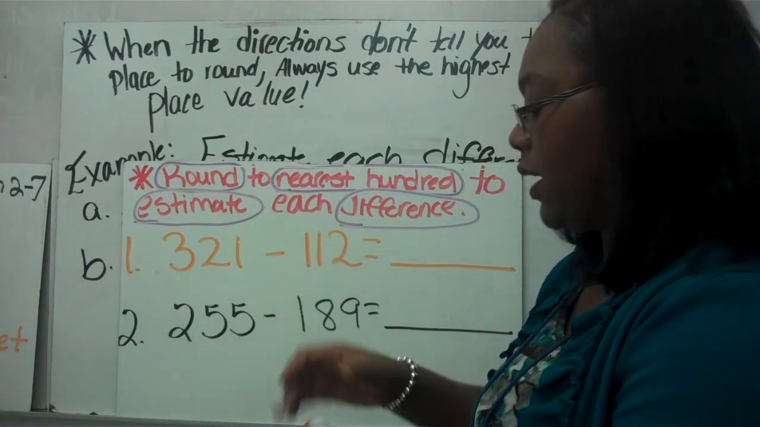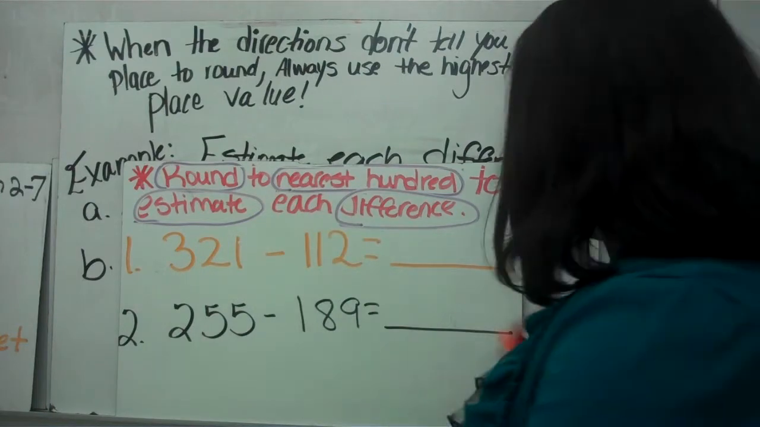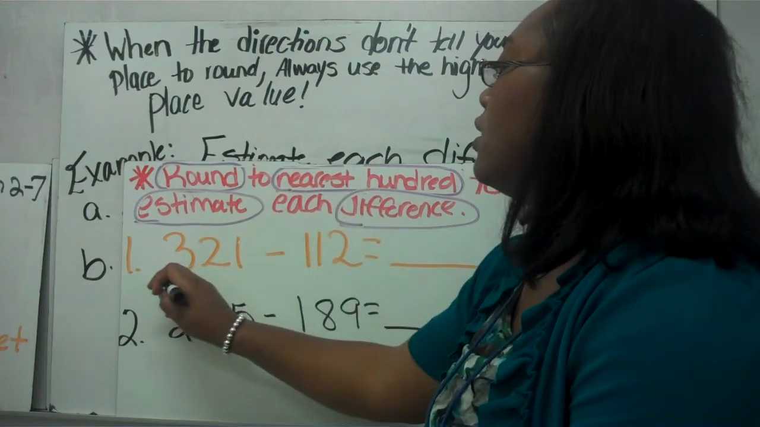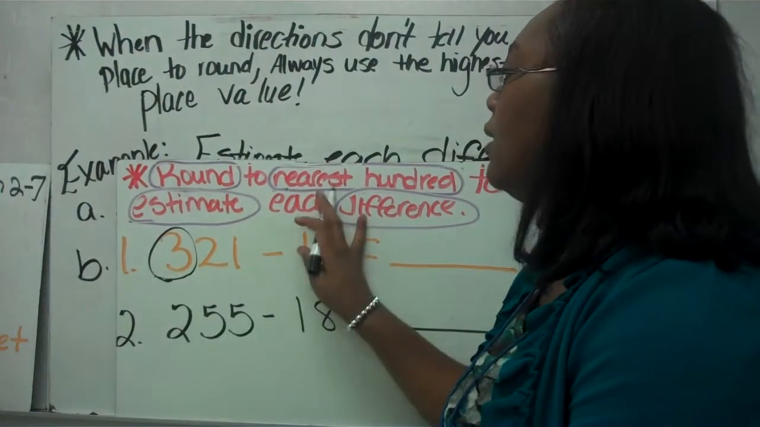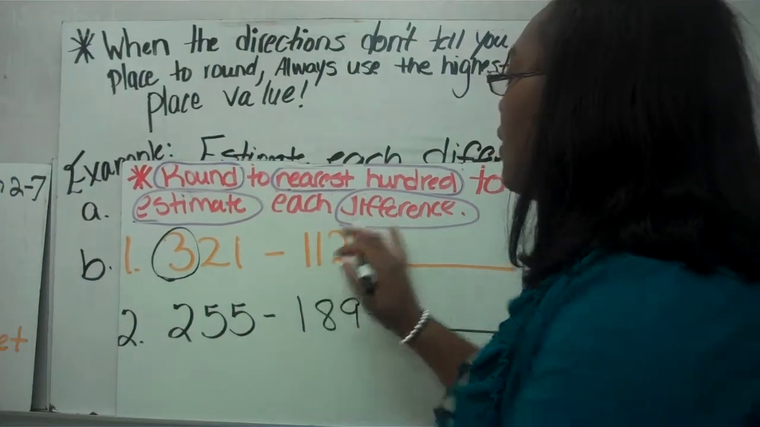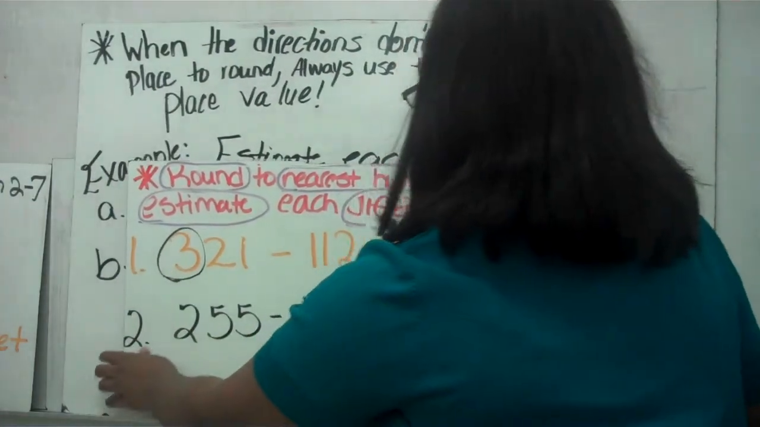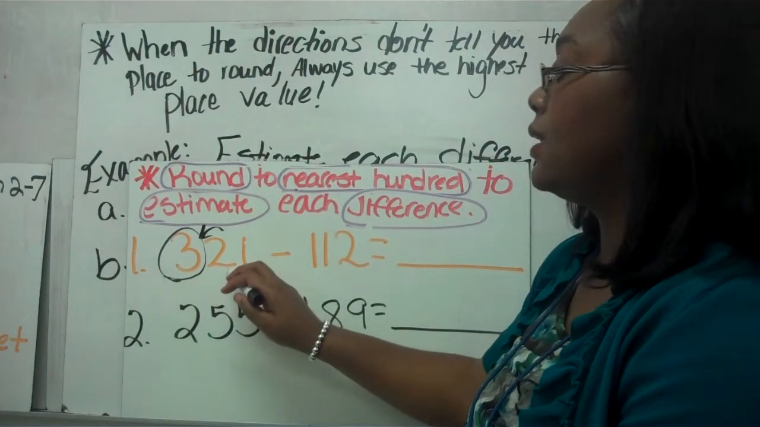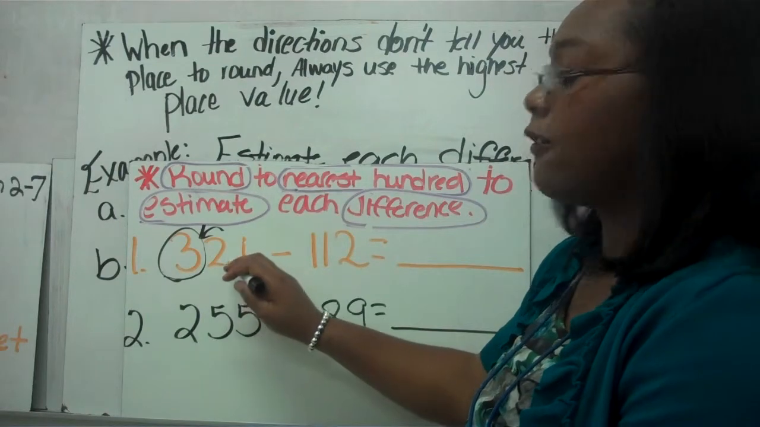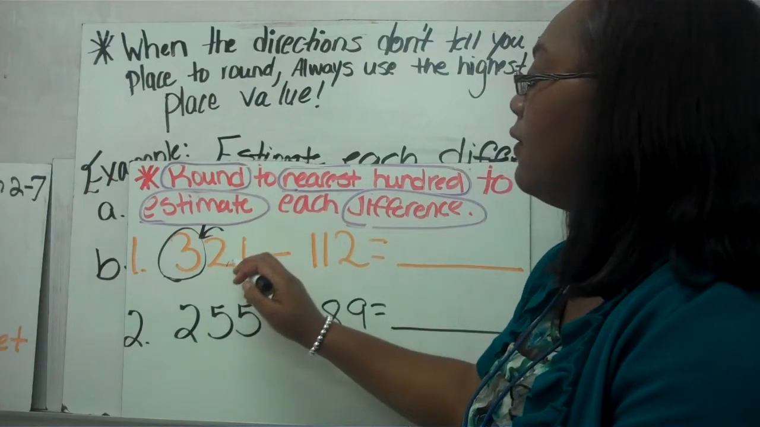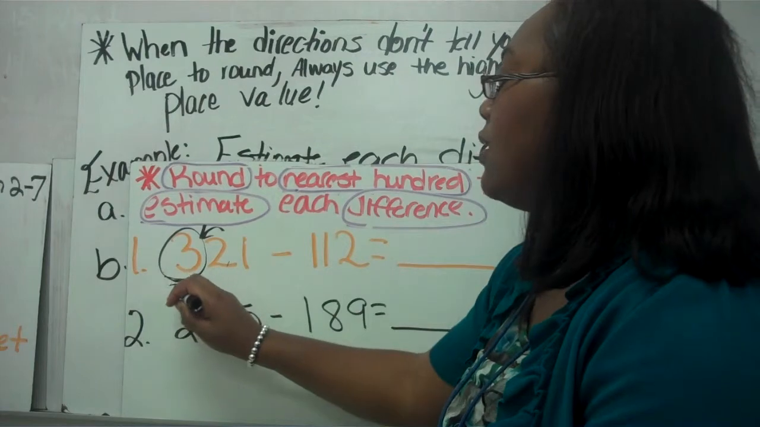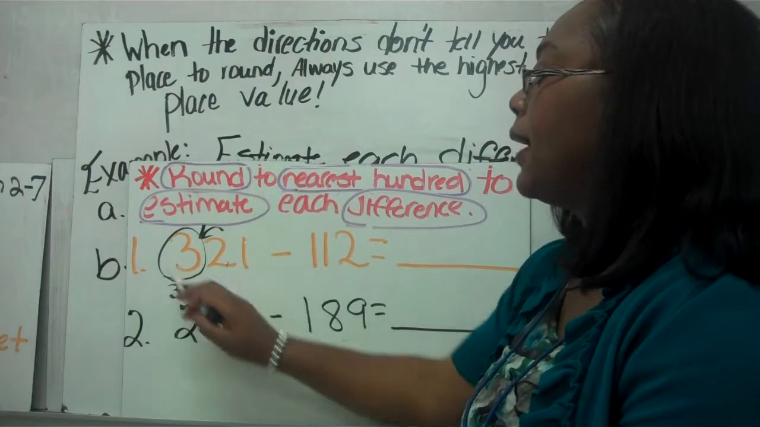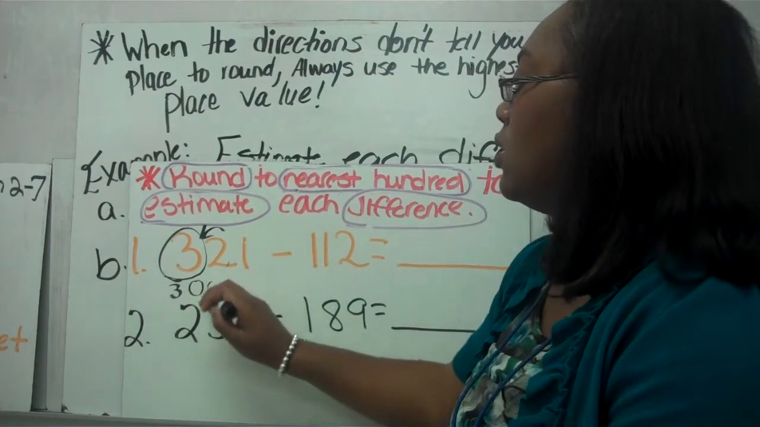321 minus 112, and my direction said round to the nearest hundred. So remember, I'm going to circle the place I'm rounding. We're rounding to the nearest hundred, so I'm going to circle the hundreds place, which is a 3. And the 2, let's fix this. The 2 is going to tell the 3 what to do. 2 is less than 5, so I'm going to let it rest. Remember, 4 or less, let it rest. 2 is less than 5. So that 3 is going to stay a 3. Now everything else is going to become a 0. I've got 2 numbers behind the place I'm rounding, so I need 2 zeros.